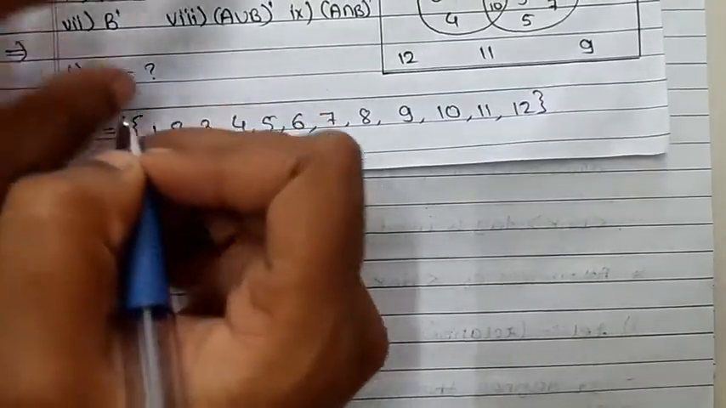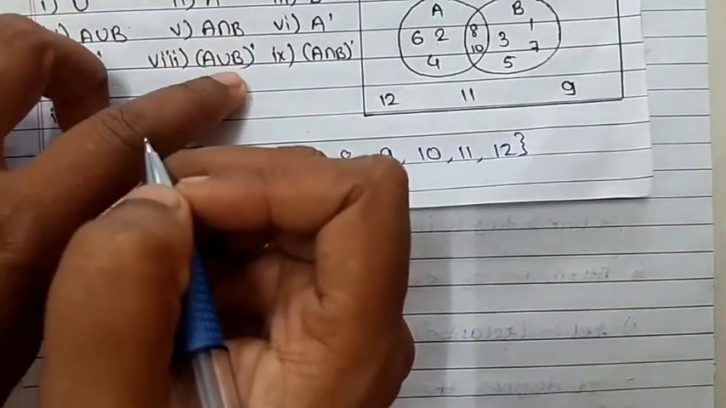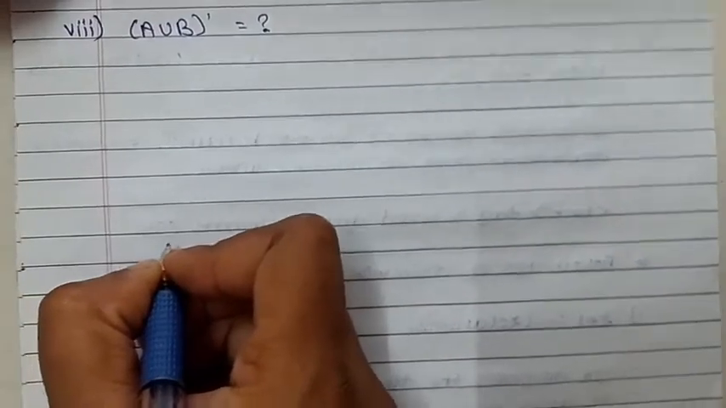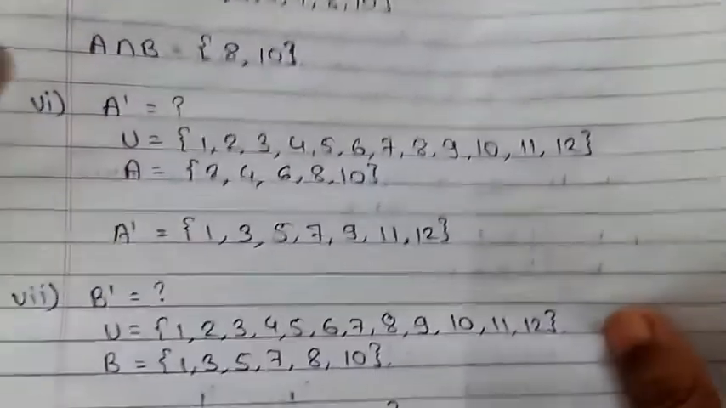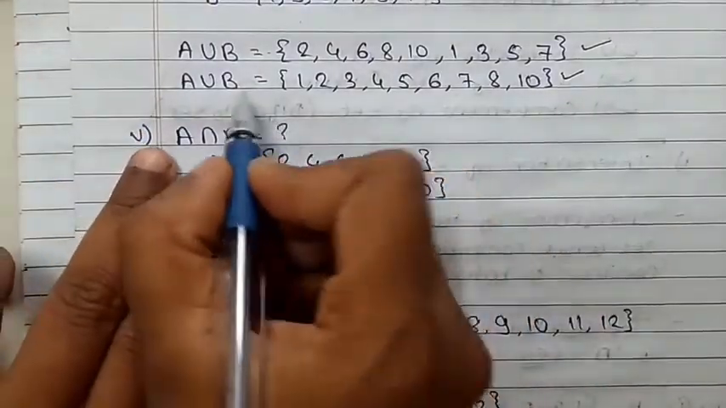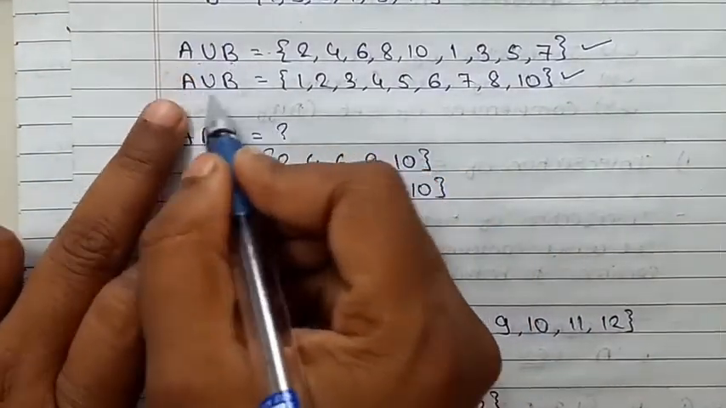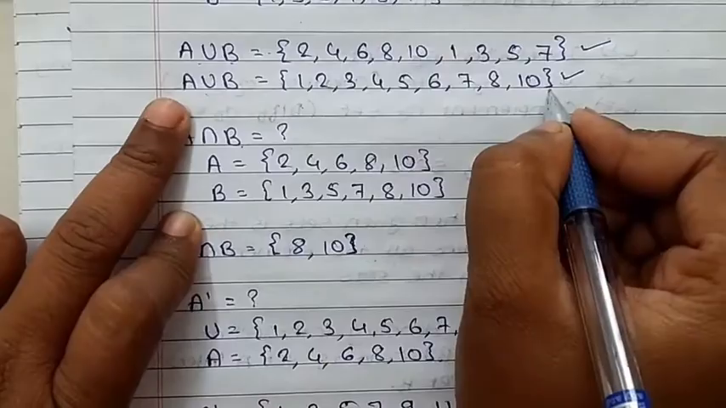Okay, next, the 7th question. That is the complement of A union B. In the earlier steps, what did we find out? That is A union B. As we know how to find A union B, write it down here. Okay, clear?